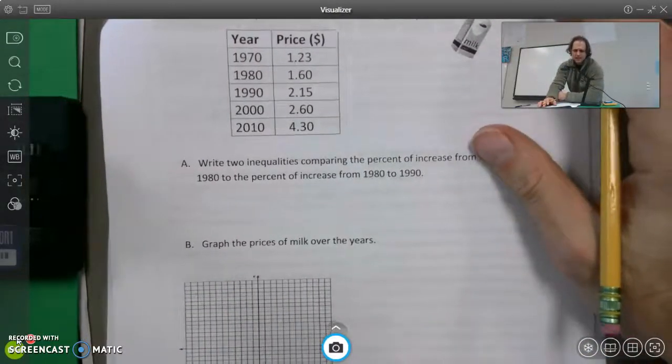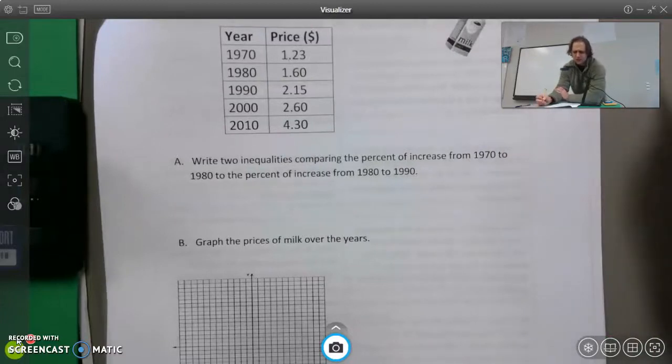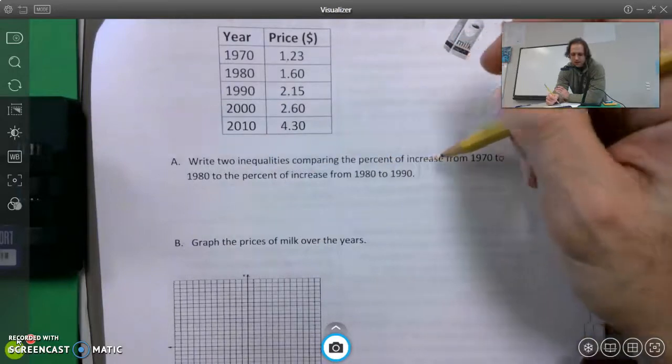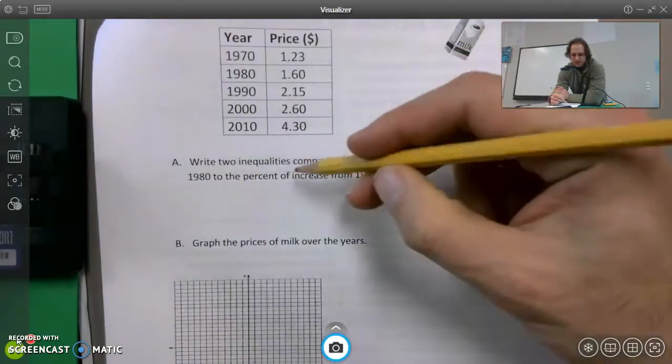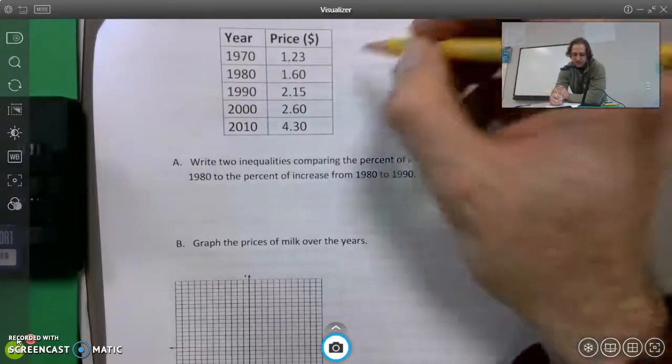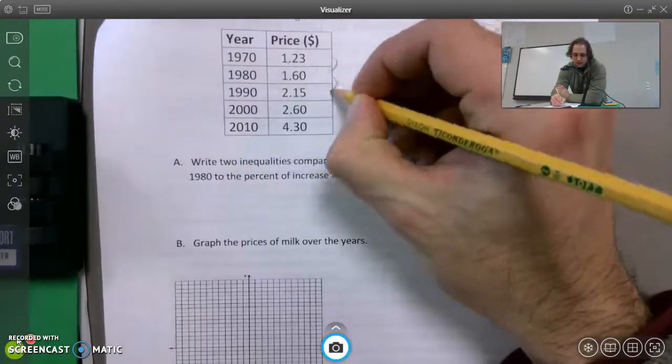We're kind of going to edit this down just a little bit. We're not going to do the whole thing. Part A says to write 2 inequalities comparing the percent increase from 1970 to 1980 and the percent increase from 1980 to 1990. So that's this increase and this increase.